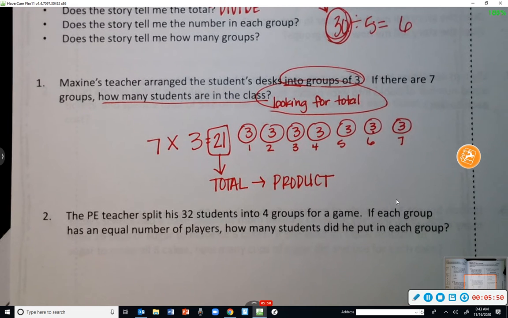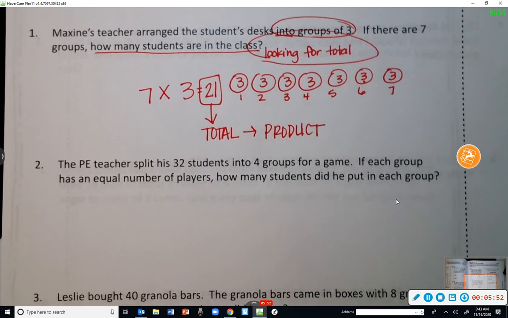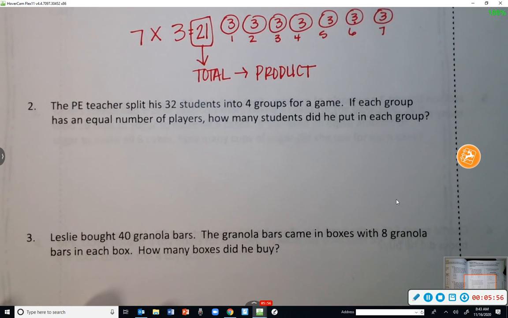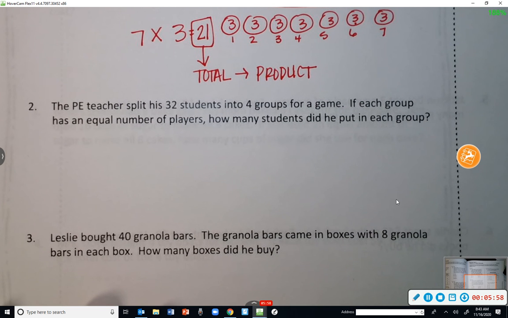Can I read that one? Okay, number 2. Go ahead, Kelsey. The PE teacher split his 32 students into 4 groups for a game. If each group has an equal number of players, how many students did he put in each group?